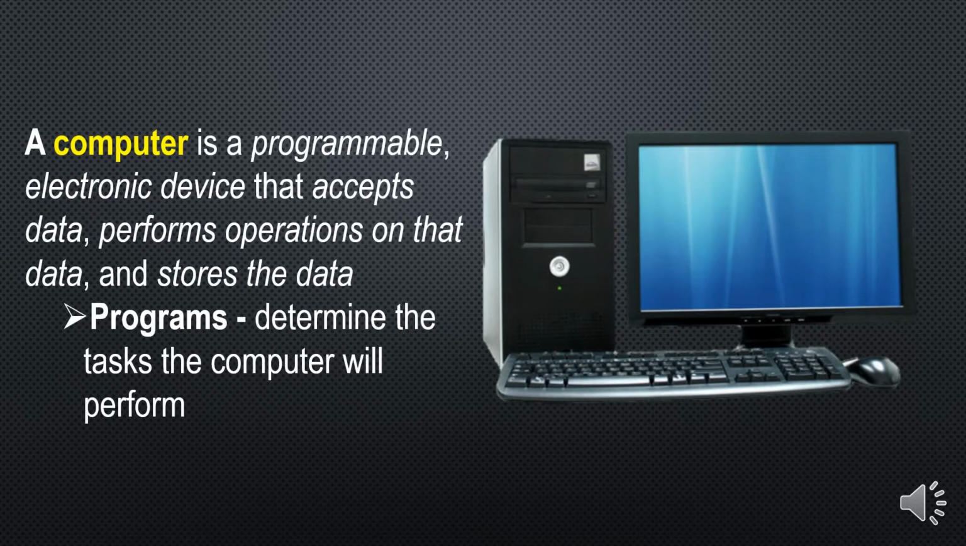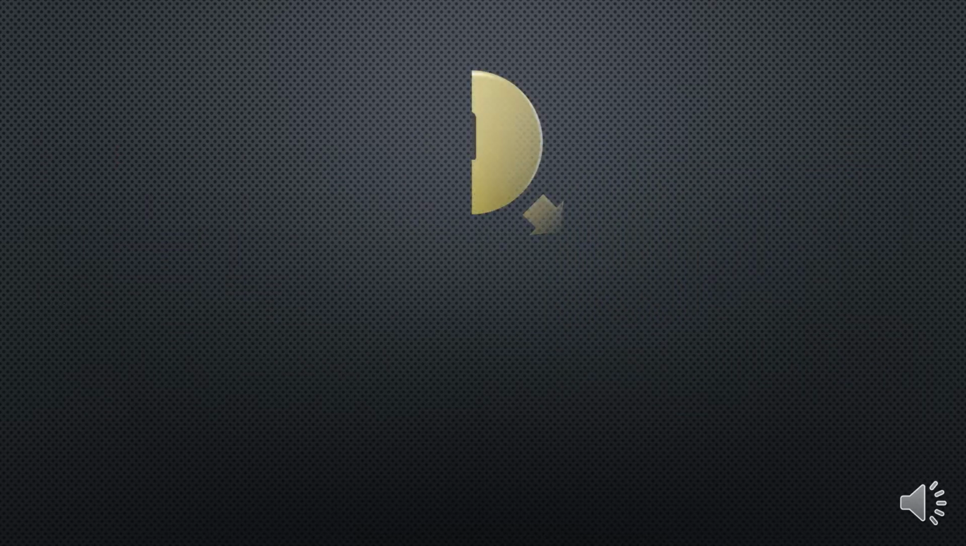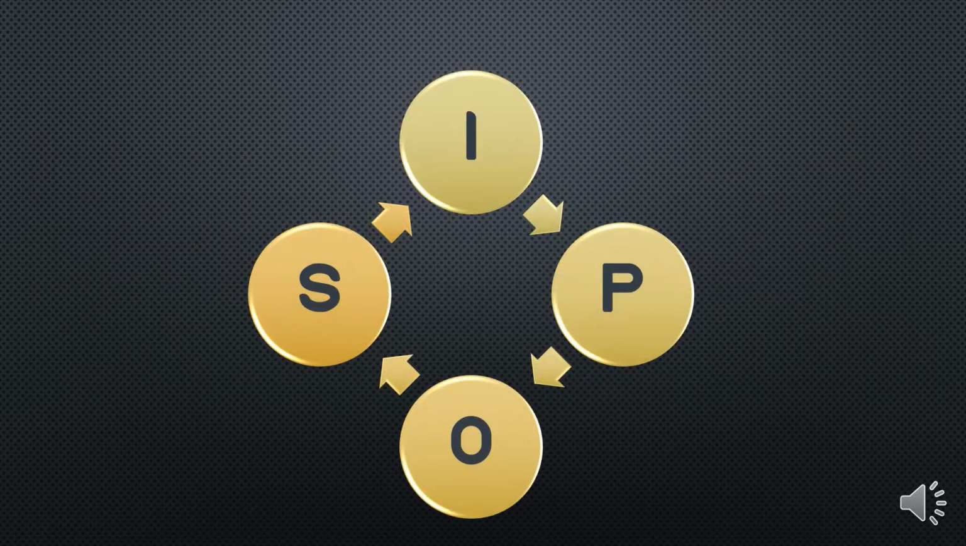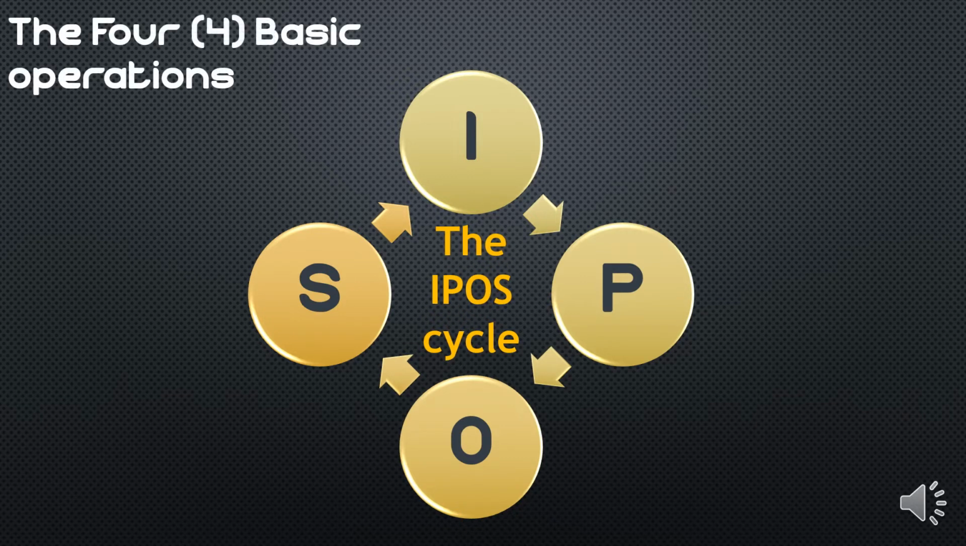A computer is a programmable electronic device that accepts data, performs operations on that data, and stores the data for future use. The instructions, called the programs, determine the task the computer will do. A computer is an electronic device that performs the four basic functions or operations. These functions or operations make up the IPOS cycle or information processing cycle. The four basic operations are as follows.